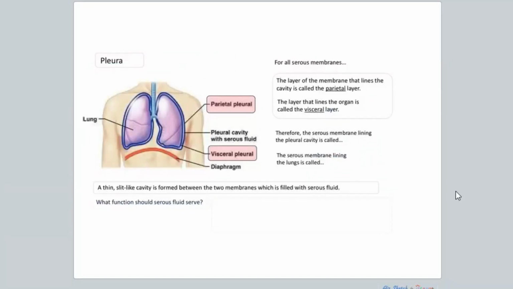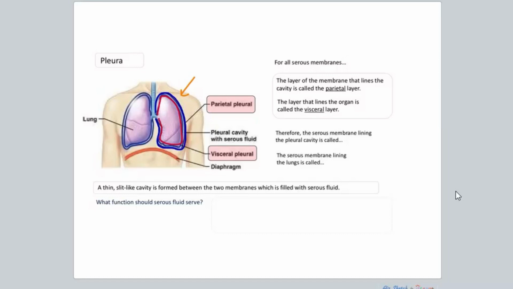Okay, so let's take a look at these membranes specifically, and I want to talk about the naming, how you name these serous membranes. First of all, here we have the pleural cavity, and there's going to be a layer of serous membrane that lines the pleural cavity. Then there's also going to be a layer of serous membrane that lines the lungs within the pleural cavity. And each of those has a specific name.